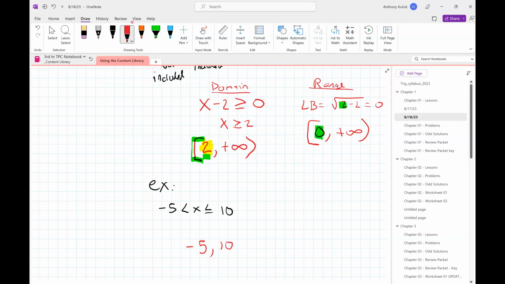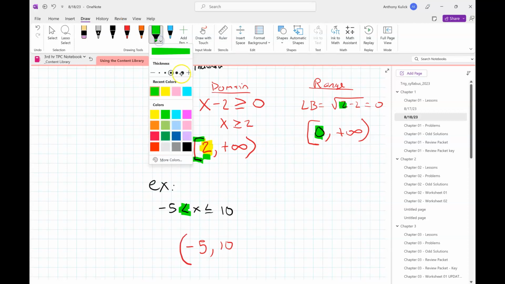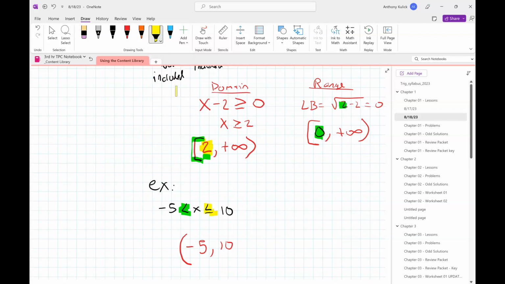The -5, should I get a bracket or a parenthesis? Is -5 less than -5? No, right? So it should get a parenthesis. How about, is 10 less than or equal to 10? Yes. So the 10 should get a bracket. Does everybody feel good there? So in short, strict inequality, parenthesis, or equal to inequality, bracket. Means the same thing. So remember from algebra, when we write the inequality this way, this is the and inequality, where you're greater than -5 and less than 10.